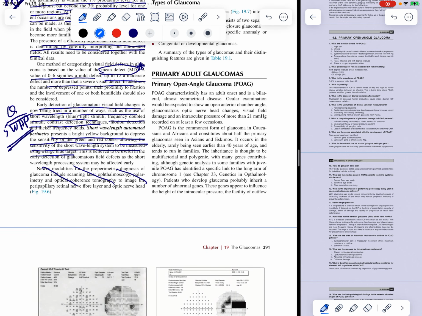Coming to primary adult glaucomas, primary adult glaucomas have primary open angle and closed angle. Today's motto for this lecture one in glaucoma is POAG and PACG. To start with, POAG. Mark my words, whatever I tell you, if you can reciprocate in the exam, you will score fair enough.